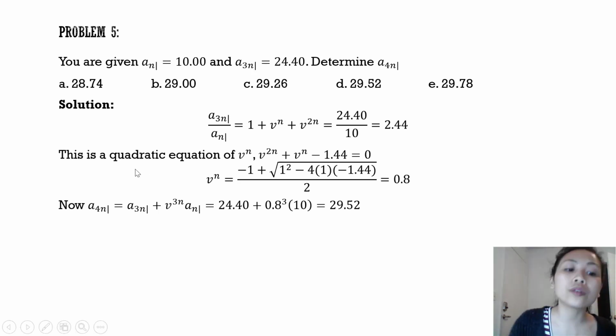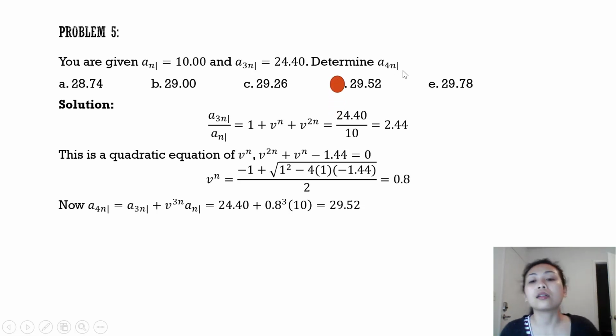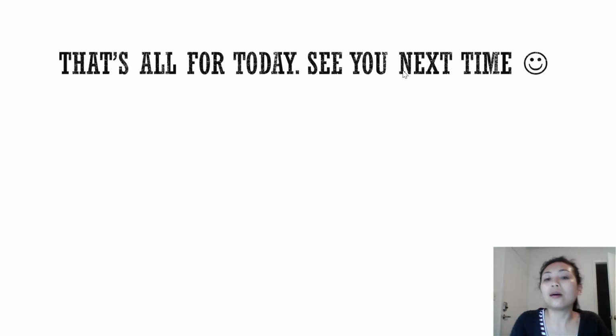And now we are going to determine a-angle-4n. So a-angle-4n is basically a-angle-3n plus v to the 3n times a-angle-n. And a-angle-3n is 24.40. v to the 3n is basically 0.8 cubed. And a-angle-n is 10. So we have 29.52 as the answer for a-angle-4n, and the answer is D. So that is everything for today.